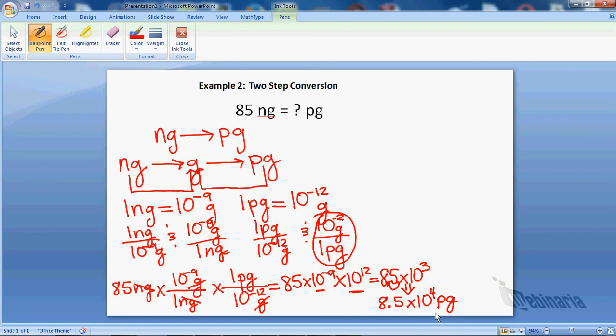So get familiar with step by step exactly what we need to do in order to solve these problems. It's quite simple once you've practiced enough and you've studied and learned your metric prefixes. If there are any questions or comments, please bring them to class.